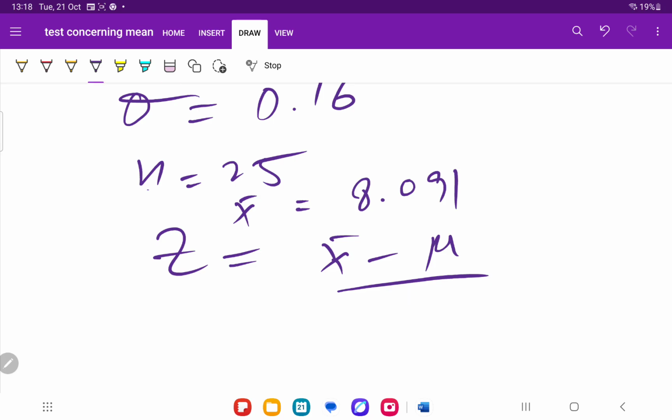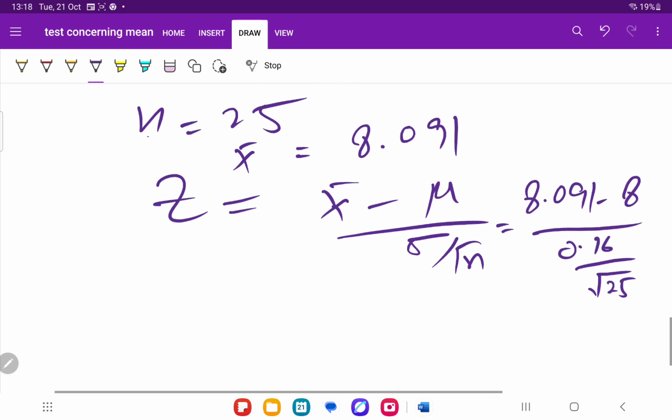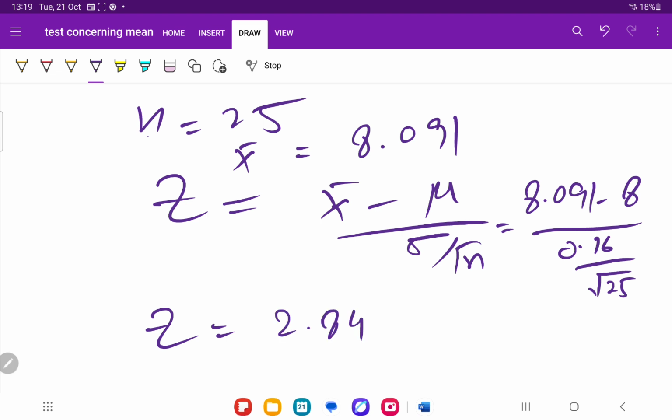Now we'll put the values inside the formula, which is x bar minus mu over sigma over square root n. So x bar is 8.091 minus 8, divided by 0.16 over square root of 25. So what Z value should be there? It is 2.84.